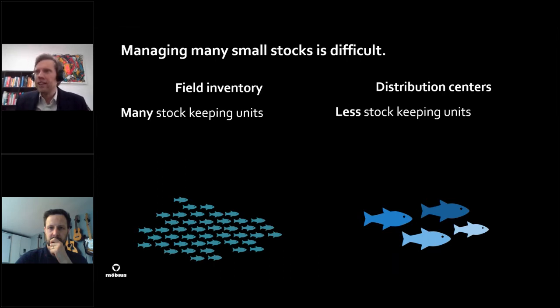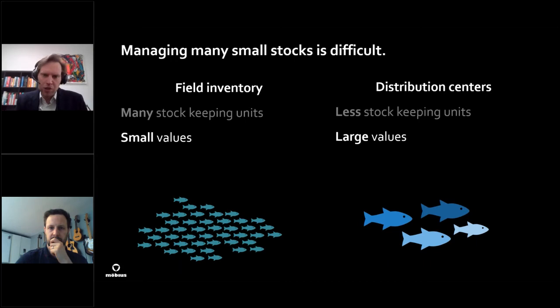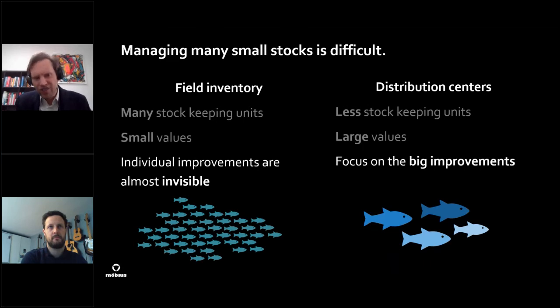The second aspect is that for each stock keeping unit, the inventory value is rather low. As a result, making optimizations in the sense of looking at the 20% of the items that represent the biggest values or the biggest issues is difficult. And that's the third aspect: every individual improvement you make is almost invisible. You cannot just make a few big improvements and be ready. So it is always about details. It's a few parts here, a few parts there.